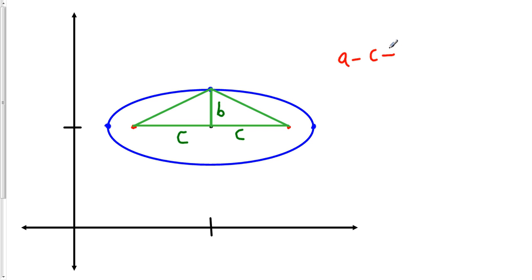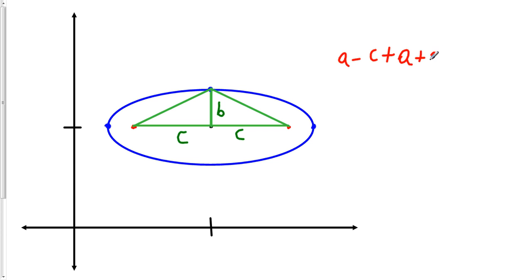By the definition of an ellipse, that distance plus the distance from the vertex here to the other focus, when I add those two together, I should get a constant. What is the distance from here to here? The distance from the vertex of the major axis to the center is always A, and the distance from the center to the focus is C. So this entire distance is A plus C.